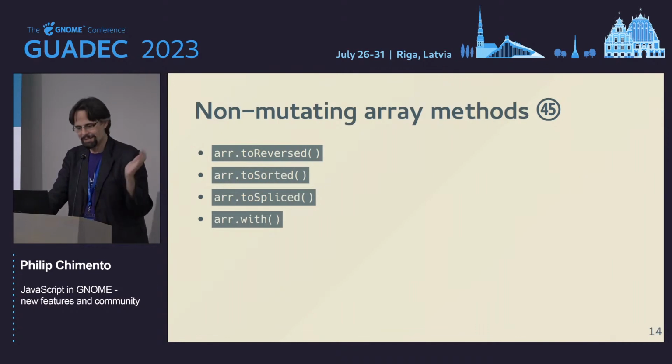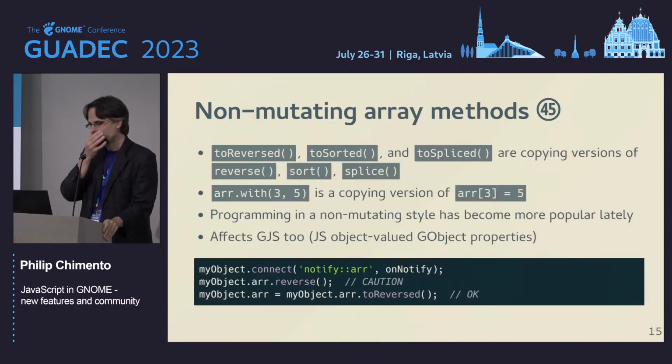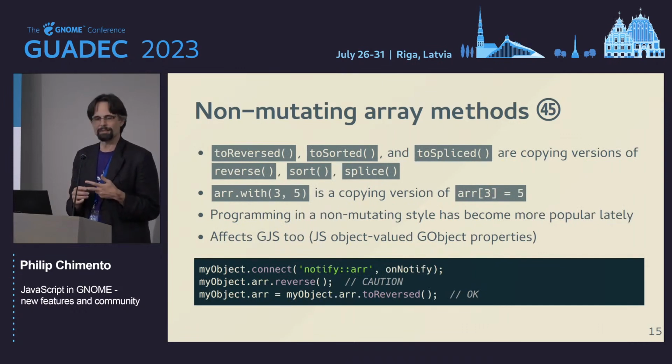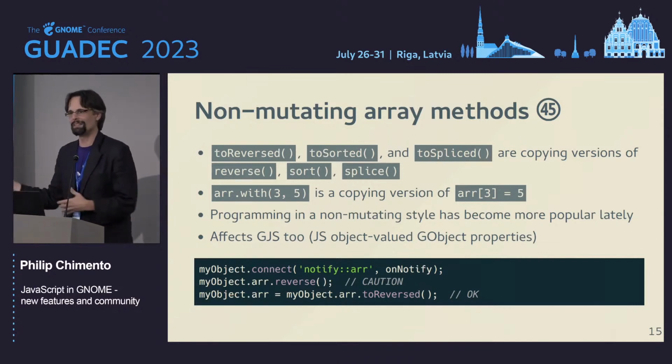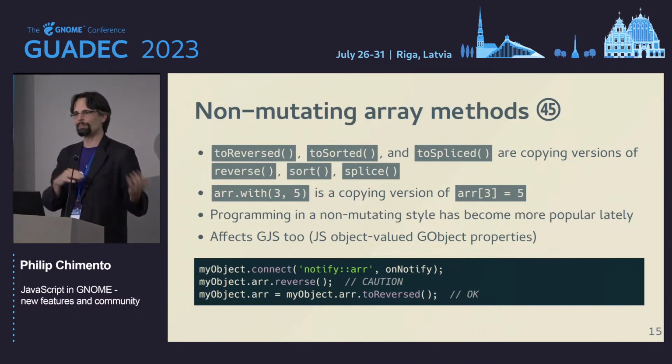That's a cool way that my day job intersects with my volunteer work for GNOME. Anyway, these four methods: to reverse, to sorted, to spliced, and with. So the first three, to reverse, to sorted, and to spliced, they are copying versions of reverse, sort, and splice. Those ones you may be familiar with because they're array methods that have been part of JavaScript for like 20 years or something. But instead of changing the original array, they make a copy and return it to you. So it's a different object.